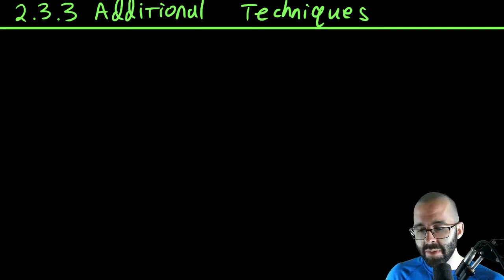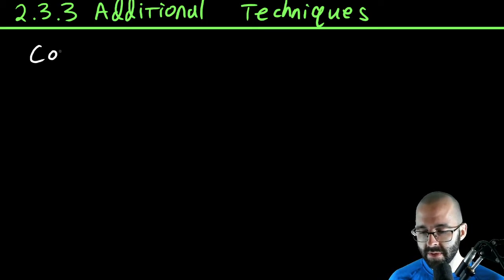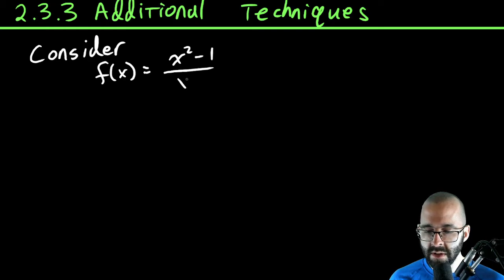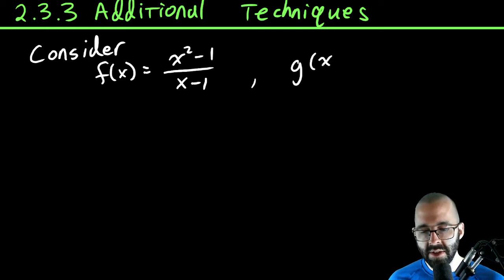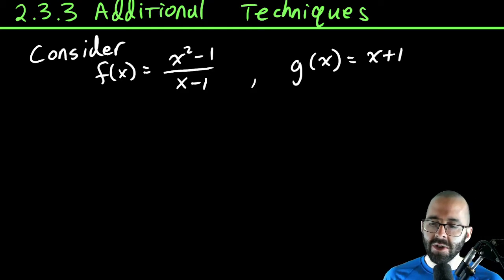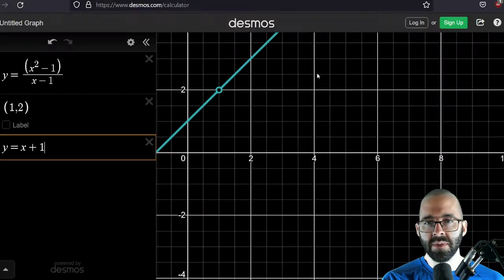And we're going to start by looking at two functions. I'm going to look at two very similar functions. The first one is the one from the last example. And the second one is x plus 1. And you might say, Jason, these don't look that similar, but let's look at their graphs. Okay, the graphs of these two functions.